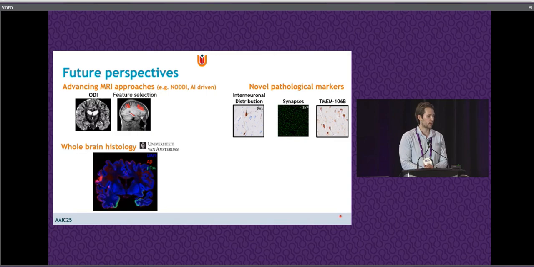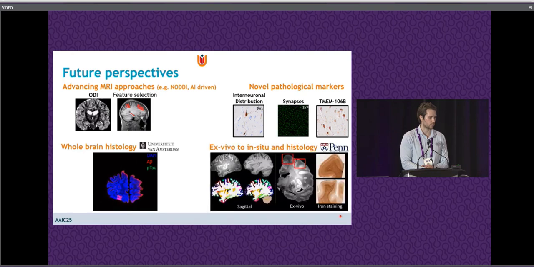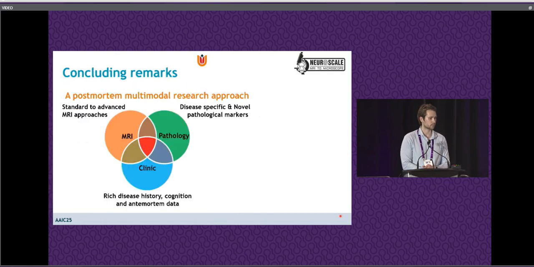Here in this image you can see amyloid beta in red and p-tau in green accumulating throughout the brain. This is very insightful for spatial accumulation research. And then we also want to, together with UPenn, directly connect our ex vivo, in situ, and histological measures.